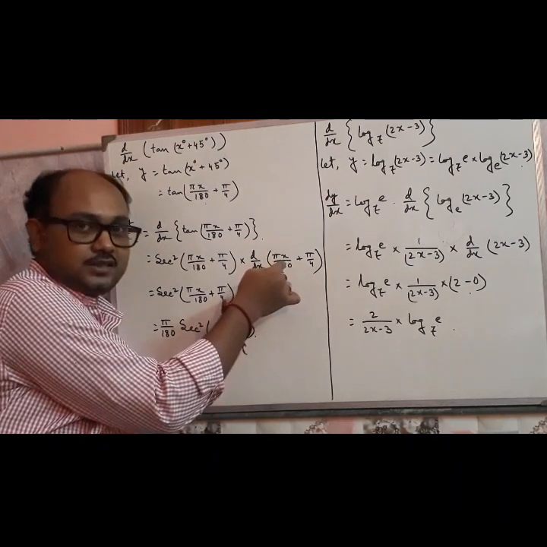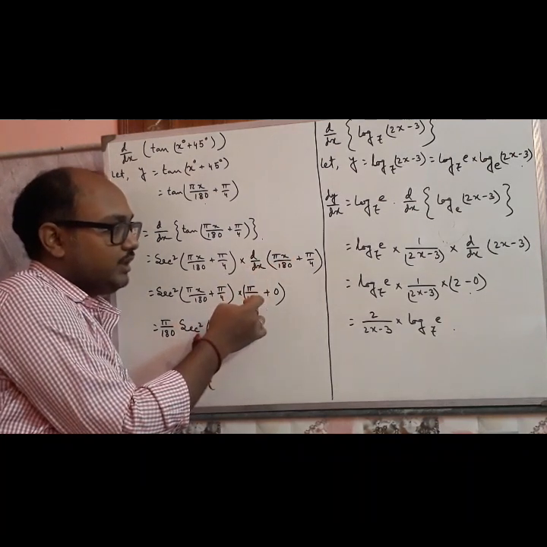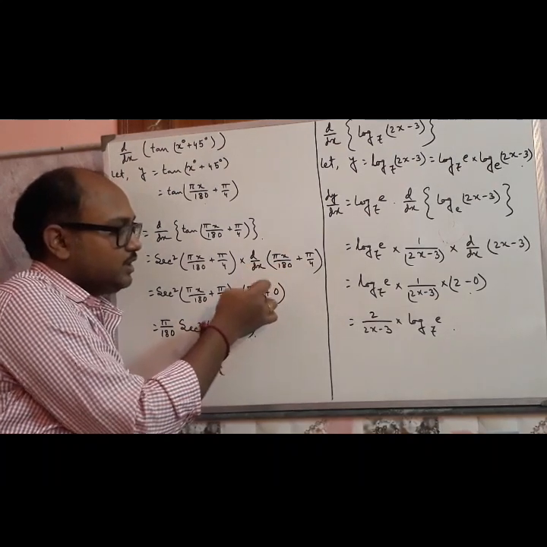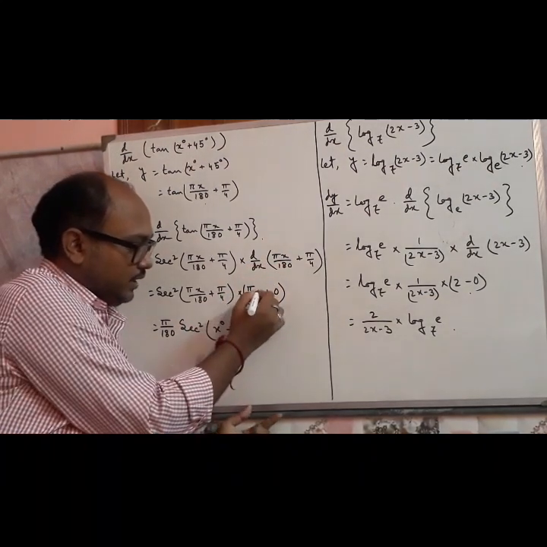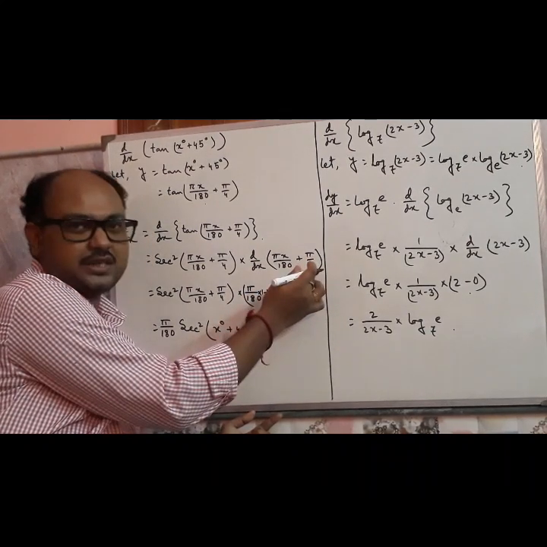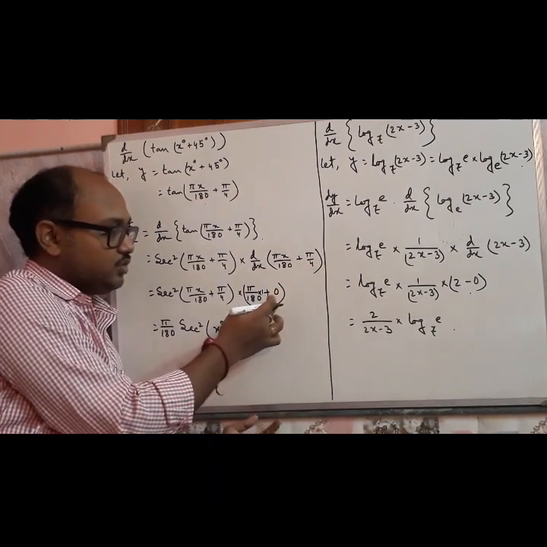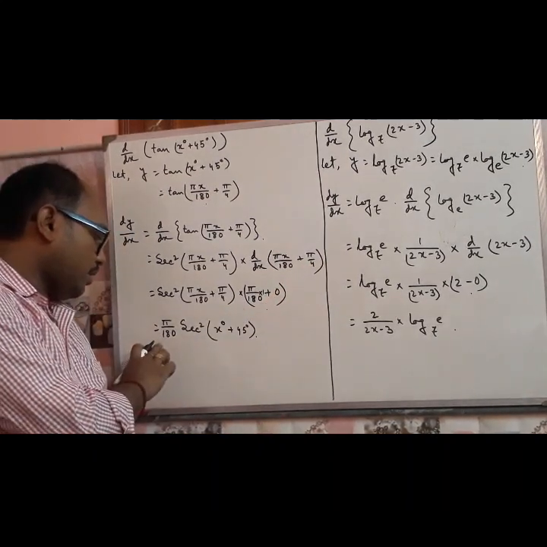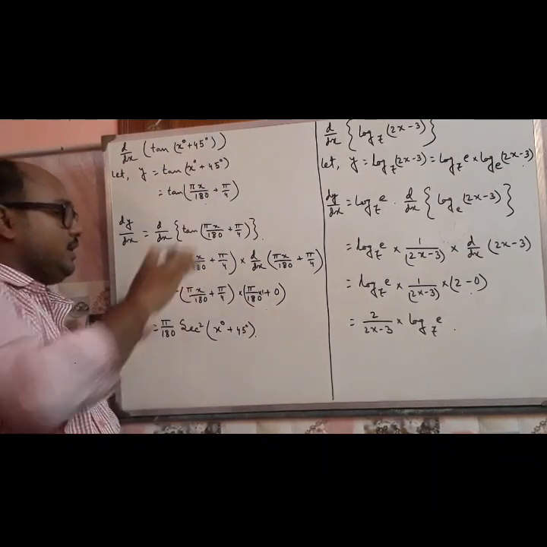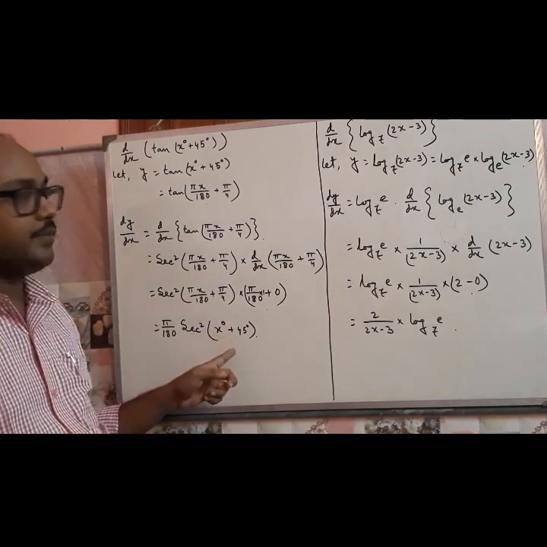Pi by 180 is a constant term, into x, so pi by 180 will remain fixed, and the derivative of x is 1, that is pi by 180 into 1, plus the derivative of pi by 4, a constant term, there is no variable, so the derivative of a constant term is equal to 0. Ultimately we got pi by 180 into sec square. This part again I am writing in degree form, that is (x degree plus 45 degree).